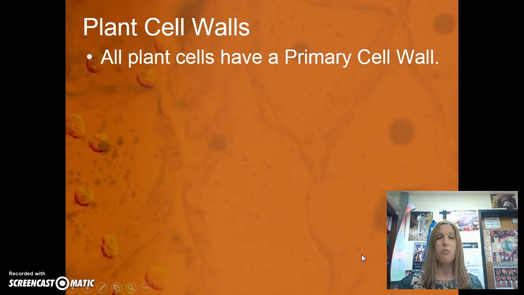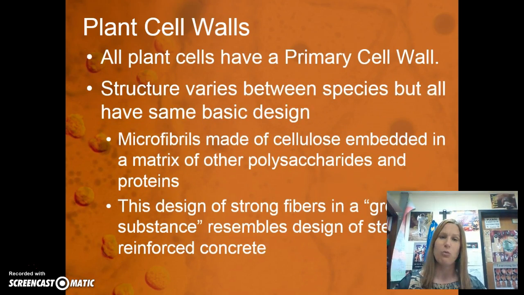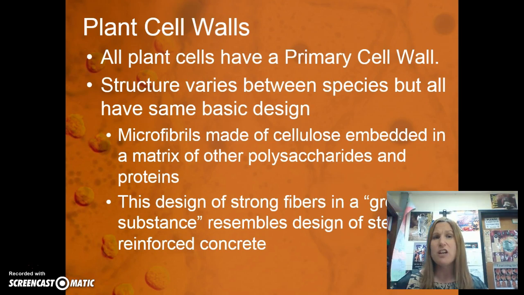Plant cell walls. So let's go with this. All plant cells have a primary cell wall. Now the structure is going to vary between species and sometimes even between the cells in the same plant, but they pretty much all have the same basic design. And what that basic design consists of is that it has these microfibrils made of cellulose. Remember, cellulose is that structural polysaccharide found in plant cells that we cannot digest. And these microfibrils are embedded in a matrix of other polysaccharides and proteins.